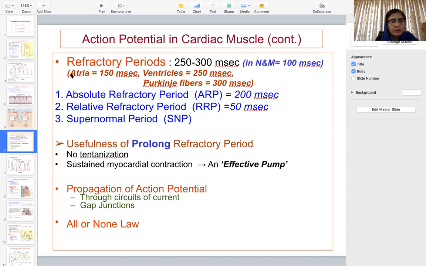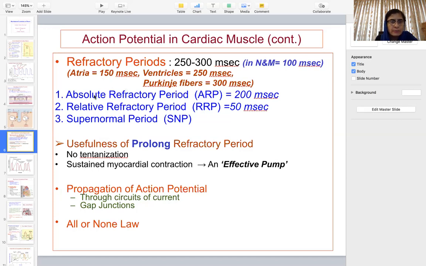The total refractory period in the heart muscle is 250 to 300 milliseconds, whereas in skeletal muscle it is 100 milliseconds. You can imagine, it is almost 3 times greater than in skeletal muscle. The refractory period in the case of atria is 0.15 seconds, or 150 milliseconds. In the case of ventricles, it is 250 milliseconds, or 0.25 seconds. And in the Purkinje fibers, it is 300 milliseconds.